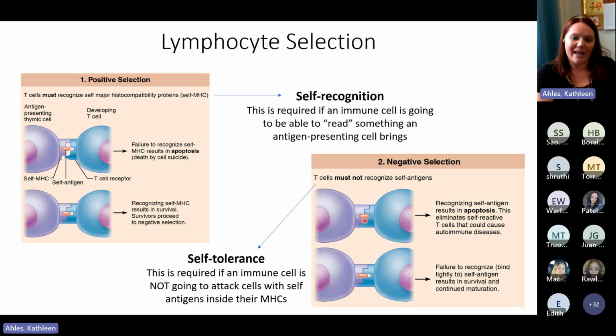So if I have a T cell that, yes, can read major histocompatibility complexes, awesome. But when it reads them and sees a protein that belongs to me, if that completely activates it and it gets really excited, it's going to go and kill self cells. That's not a good idea. So we learn both self-recognition, can you read major histocompatibility complexes, but we also check for self-tolerance. We want to make sure that you're not going to do an immune reaction against me, because I don't need to be destroyed. I am your cell.